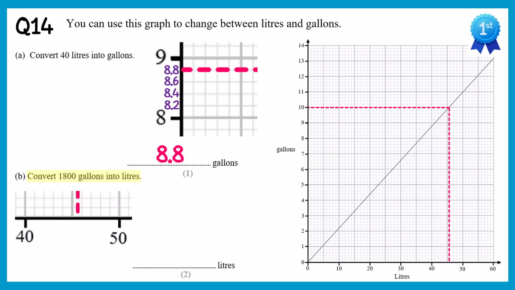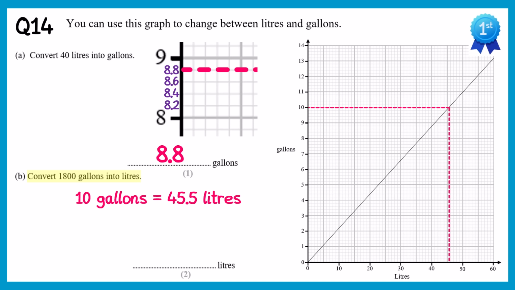If we zoom in on the axis here, we can see the answer is somewhere between 40 and 50. Halfway in between those will be 45, that's here, and in fact each one square represents one unit this time, so this one will be 46. The line that I've drawn goes halfway in between those squares, so 45.5. So I found out that 10 gallons is equal to 45.5 litres.